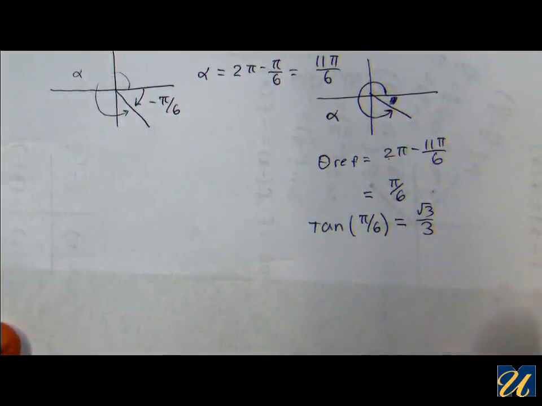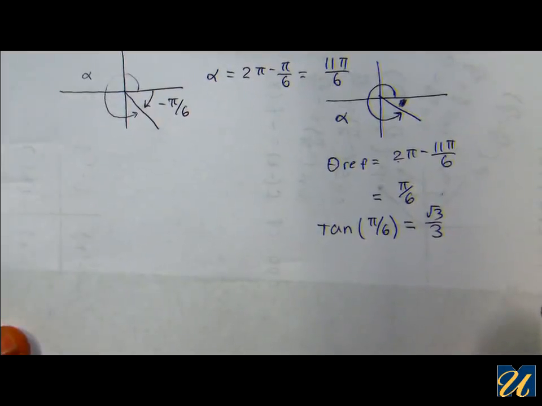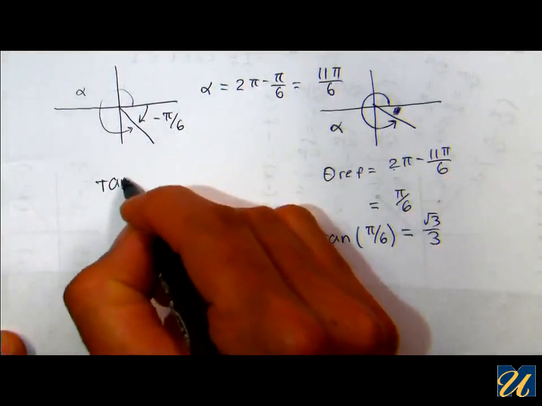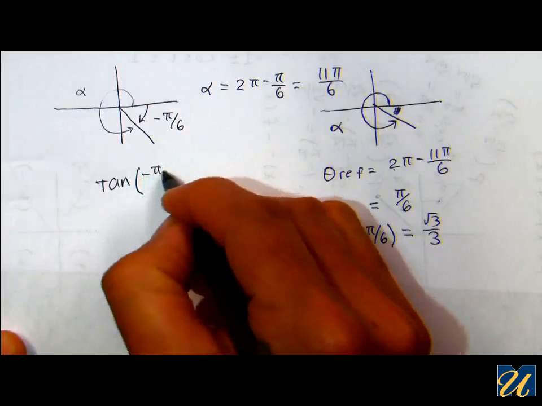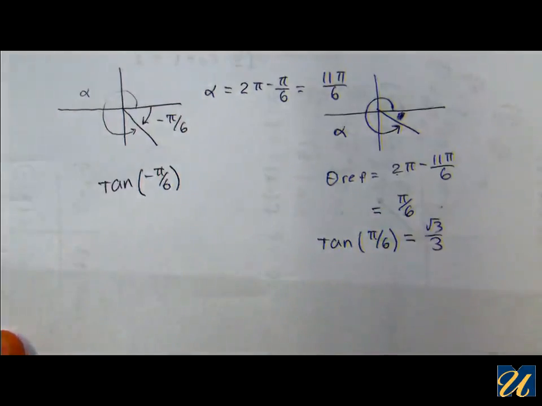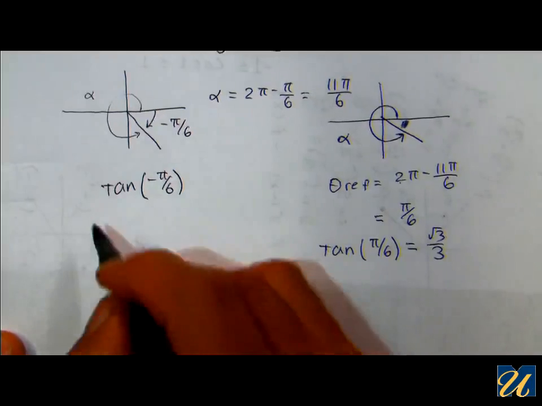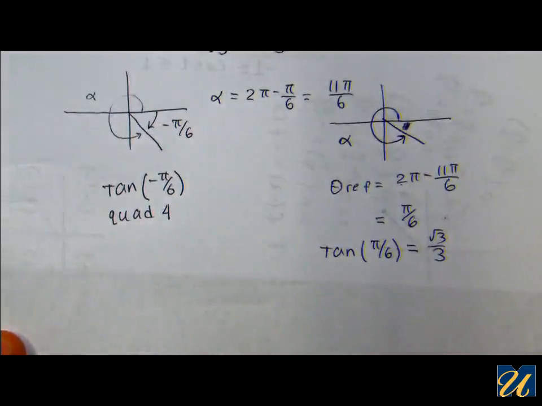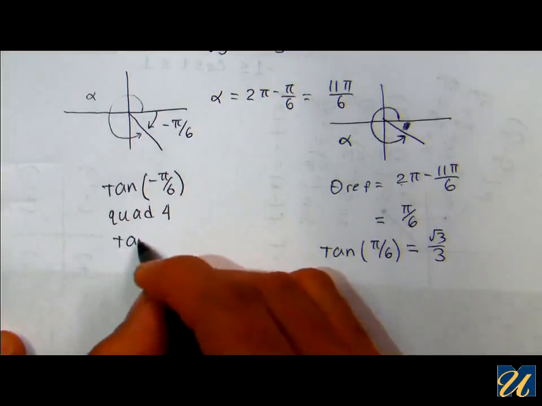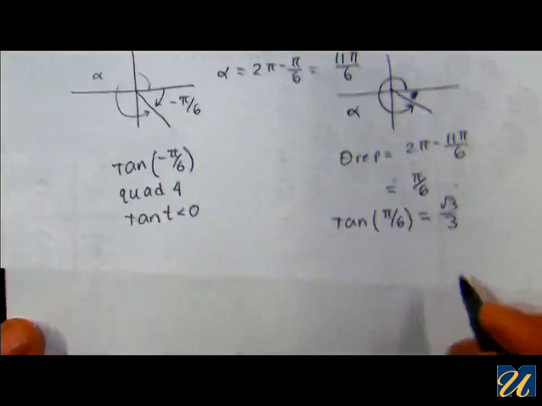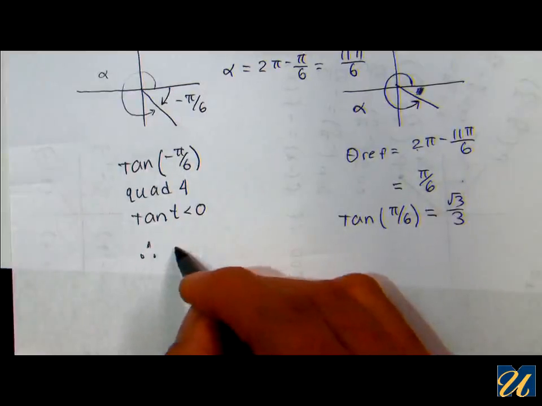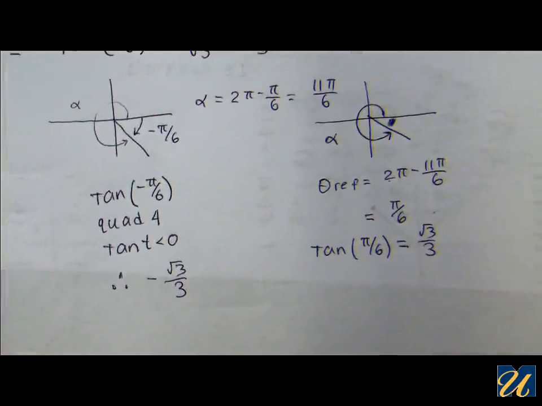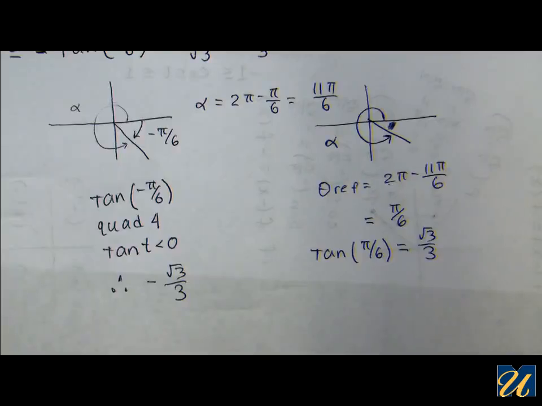And then finally we would say, well, where are we? We are in quadrant 4 because we want the tangent of negative pi over 6. That's the given angle that we had. And that puts us in quadrant 4. And in quadrant 4, tangent is negative. Tangent t is less than 0. Therefore, our answer was negative square root 3 over 3. That's a lot of work. And it's all good stuff.